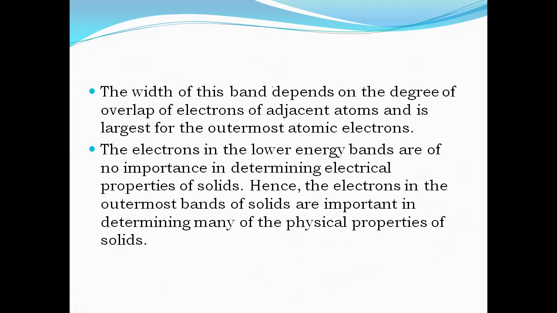The width of this band gap depends on the degree of overlap of electrons of the adjacent atoms and is largest for the outermost atomic electrons. The electrons in the lower energy bands are of no importance in determining the electrical properties of the solid because they are paired up electrons, whereas the electrons in the outermost bands of the solid determine many of the physical properties of the solid because they are unpaired electrons. By giving a small energy itself, we can make them leave the atom so that they can go for conduction.